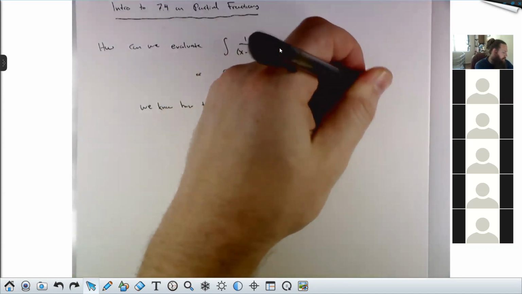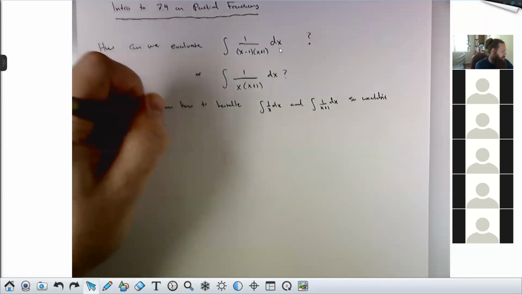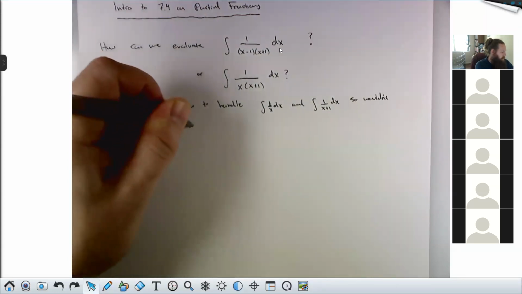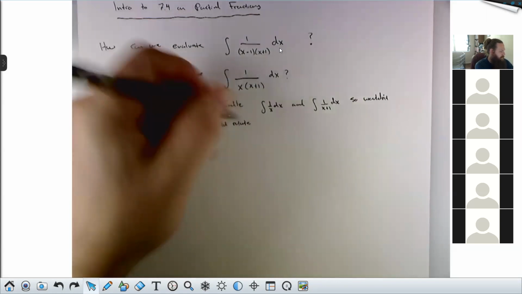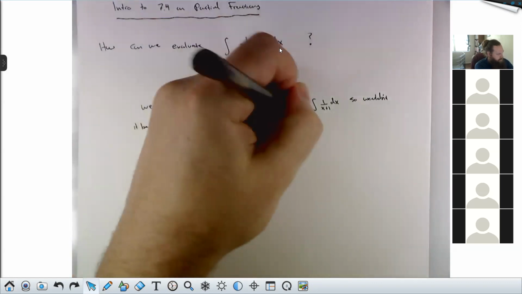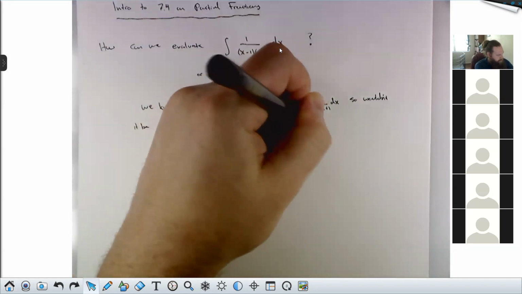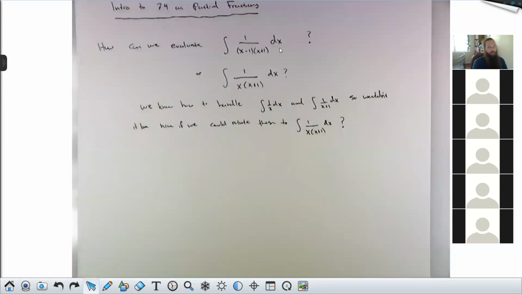So wouldn't it be nice if we could relate these to the 1 over x times x plus 1 dx integral? I mean, I'll answer the question. Yes, it would be nice if we could. It would be nice. And we can. We can, but it's not obvious.